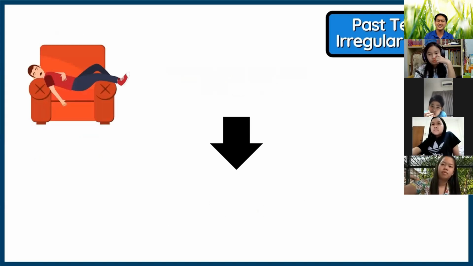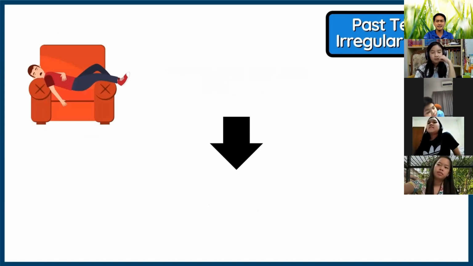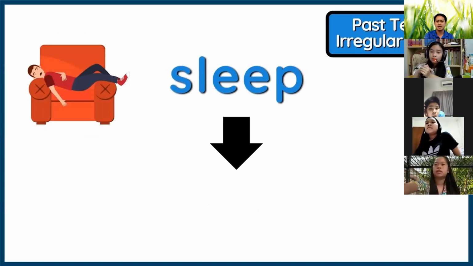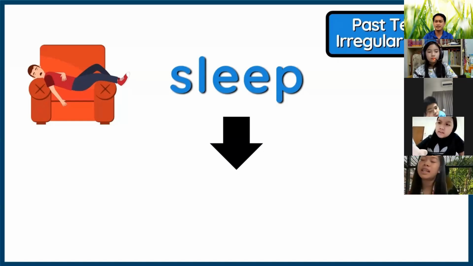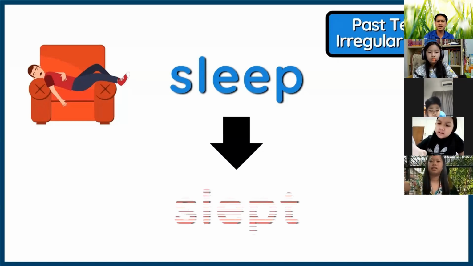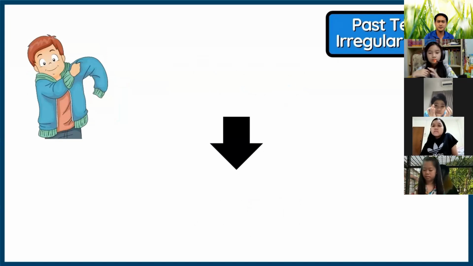Sleep. Okay, sleep. How do we spell sleep? S-L-E-E-P. Very good. And what is the past tense of the verb sleep? Slept. Okay, very good. How do we spell slept? S-L-E-P-T. Very good. Slept. Next word.